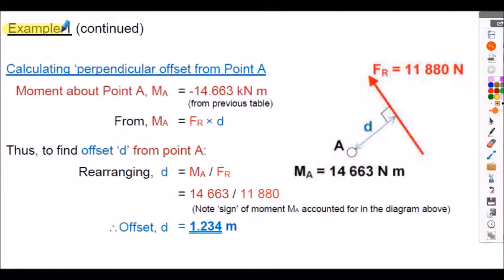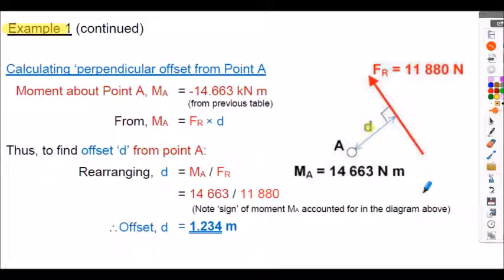Example 1 continued. Now this is a new part to the solution we didn't undertake in the previous presentation. We have to consider the moment effects from our calculations. What we're going to do now is to work out a distance d that the resultant force we calculated on the previous slide has to be positioned from point A to generate the moment that we calculated in the previous table. And essentially what we will do is end up representing the four forces shown initially in the question with one force at a distance away from the point A.